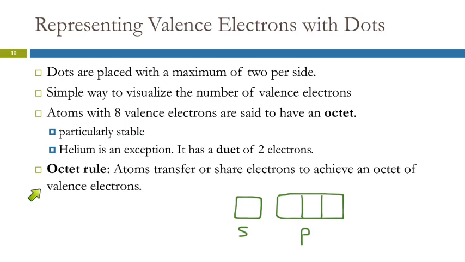So we talk about the octet rule. Atoms will transfer or share electrons to achieve an octet of valence electrons. So everybody's trying to be like the noble gases, 8 valence electrons. That's the goal. And so they'll transfer electrons to do that, or they'll share electrons to do that.